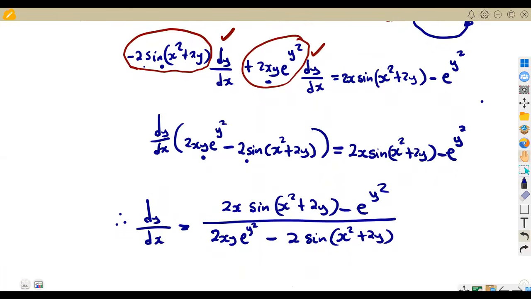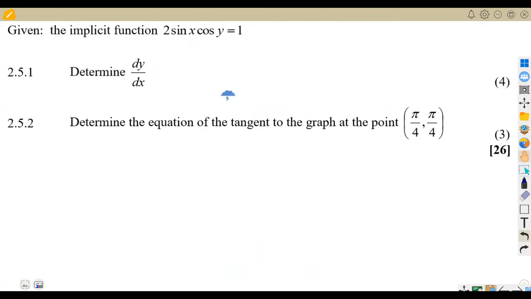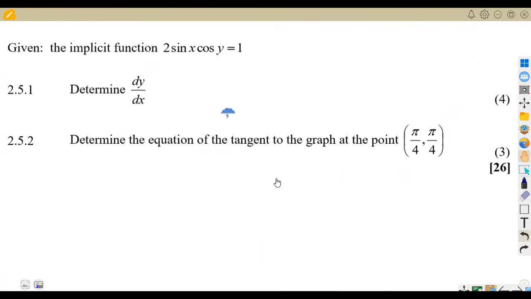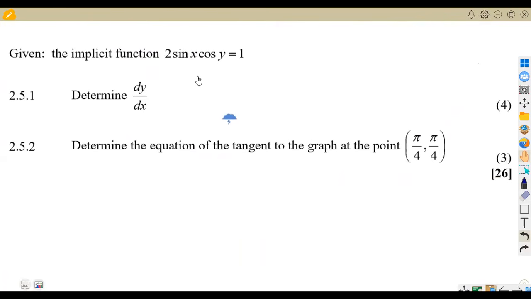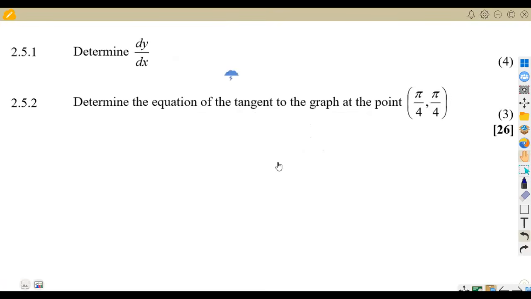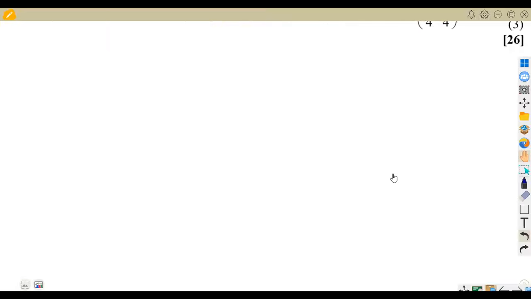Like for example, let us check another part that we are given here. In this case, they gave us an expression, an implicit function, which is 2 sine x cos y is equal to 1. Determine dy dx from this part. All right, so let's see what we are supposed to do here. We are given the 2 sine of x.